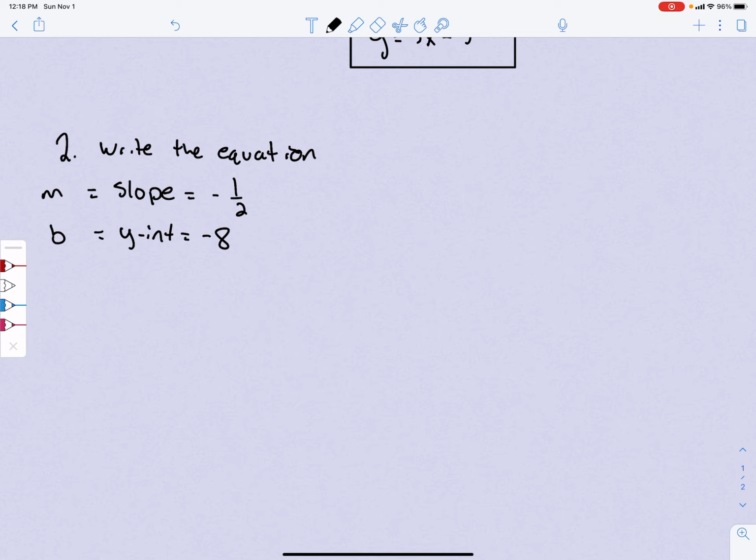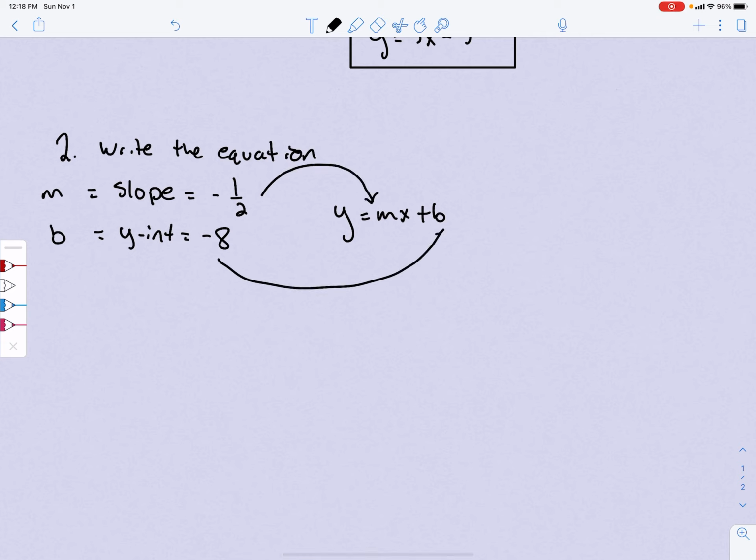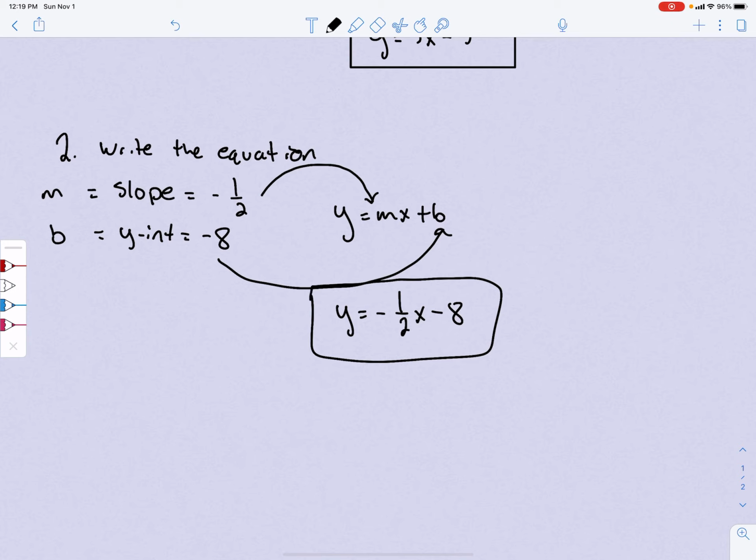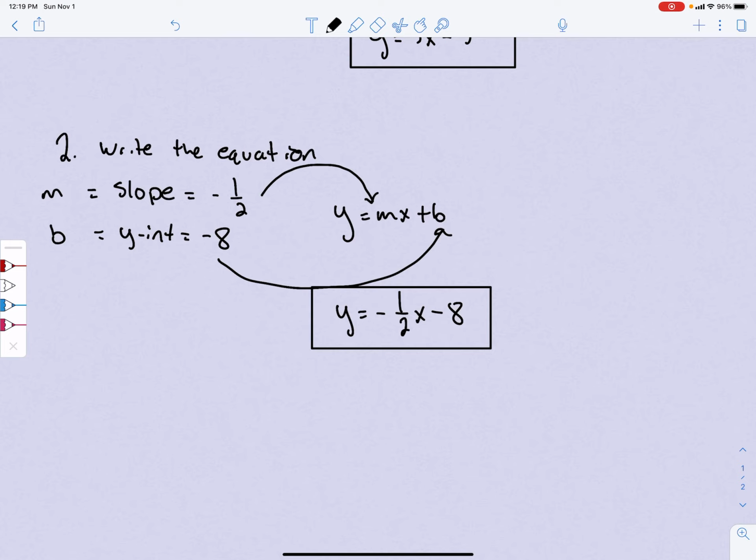So now that we have those two things, slope and y-intercept, we're going to use the slope-intercept formula, which again is y is equal to mx plus b. Now, very simple stuff. I take this, plug it in for m. I take this, plug it in for b. And my answer is y is equal to -1/2 x minus 8. Very, very simple when they give you the slope and the y-intercept.